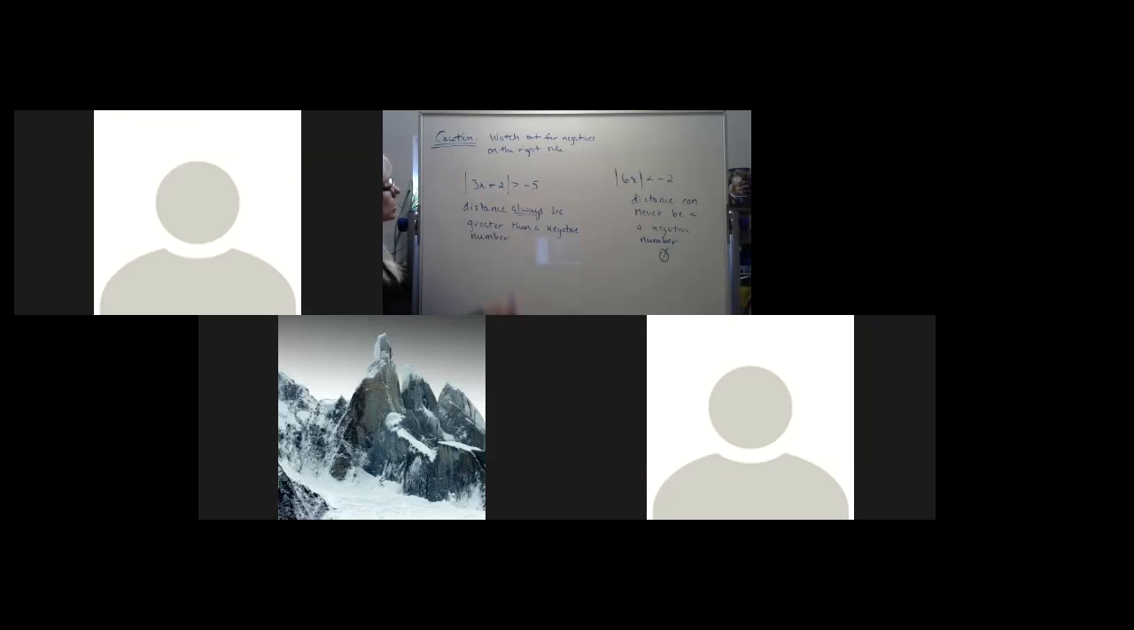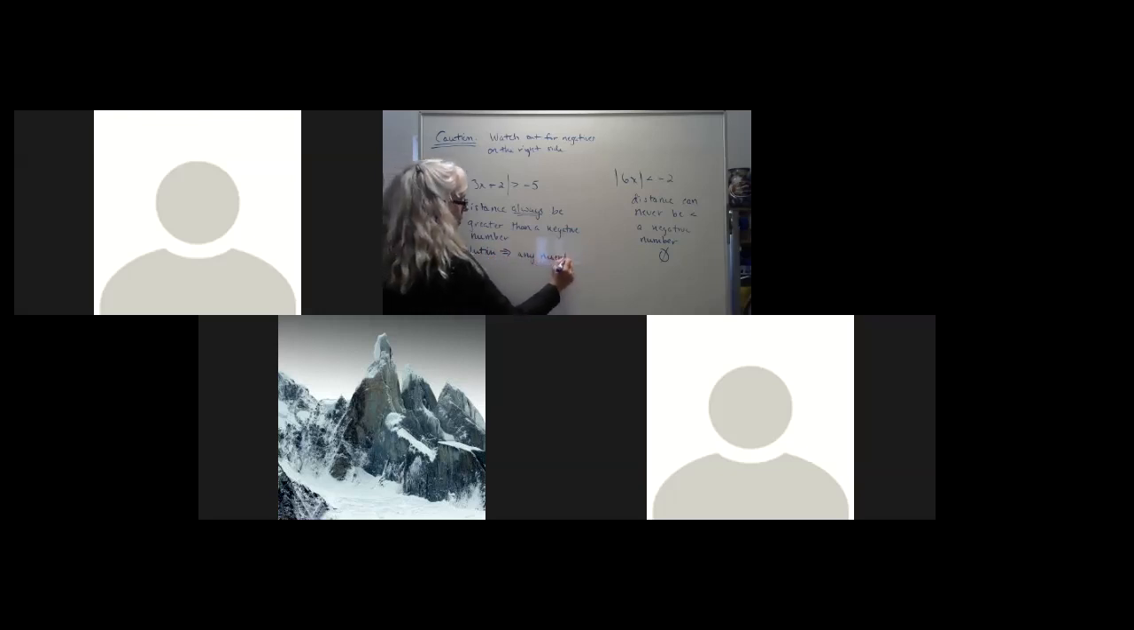Let's plug in a negative number. So let's plug in a negative 1. 3 times negative 1 is negative 3. Plus 2 is negative 1, sorry. That absolute value is going to be 1, which is always greater than a negative 5. So no matter what number you plug in, even if you want to plug in a fraction or a decimal, you're still going to get answers that work. So in this case, the solution is going to be any number.